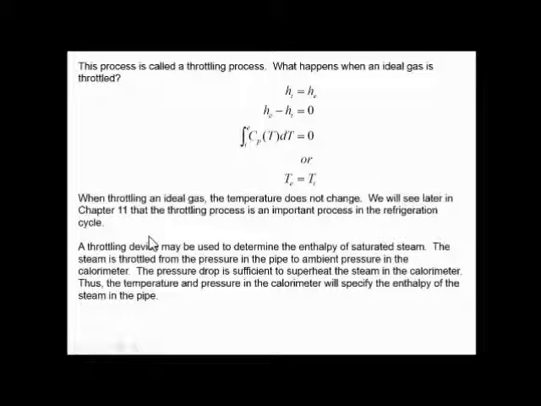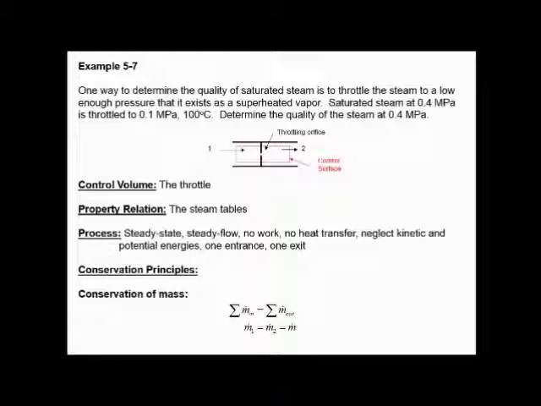First of all, a throttling device may be used to determine the enthalpy of saturated steam. The steam is throttled from the pressure in the pipe to ambient pressure in the calorimeter. The pressure drop is sufficient to superheat the steam. Now it is an example. You can see one way to determine the quality of the saturated steam is to throttle the steam to a low pressure, so that it exists as a superheated vapor. Saturated steam at 0.4 megapascal is throttled to 0.1 megapascal, 100 degrees centigrade. Now we determine the quality of the steam.